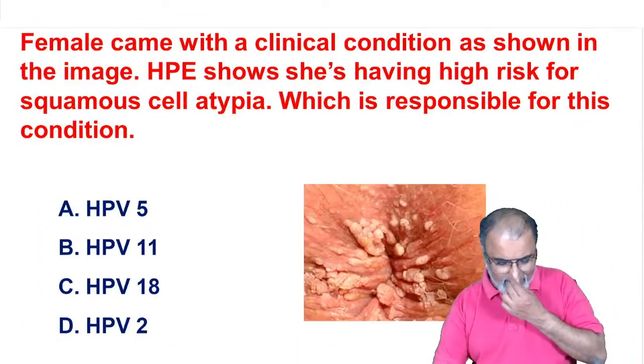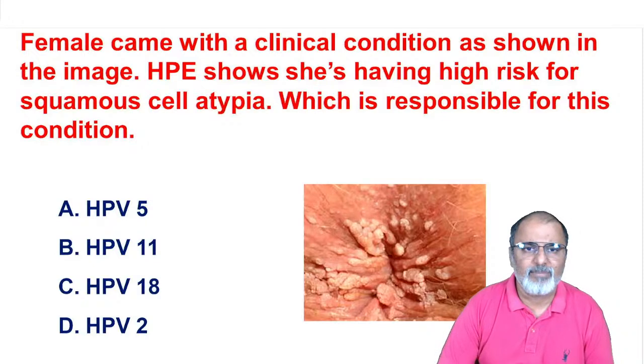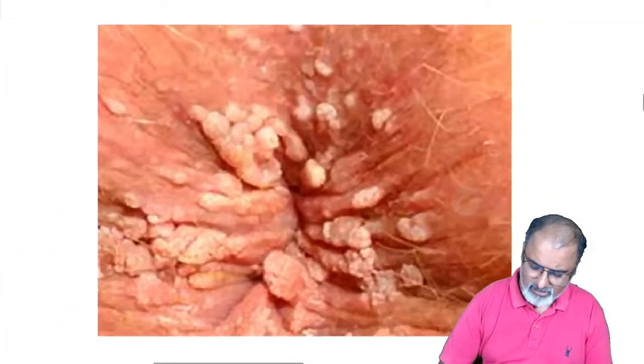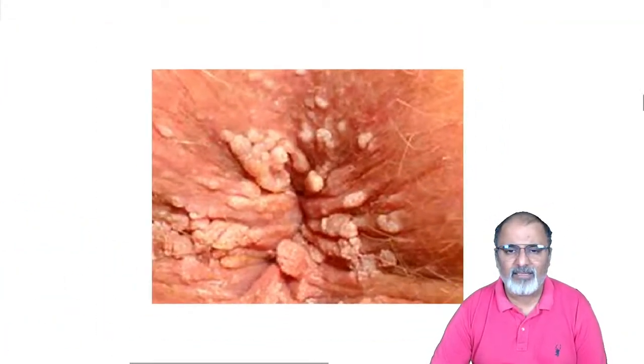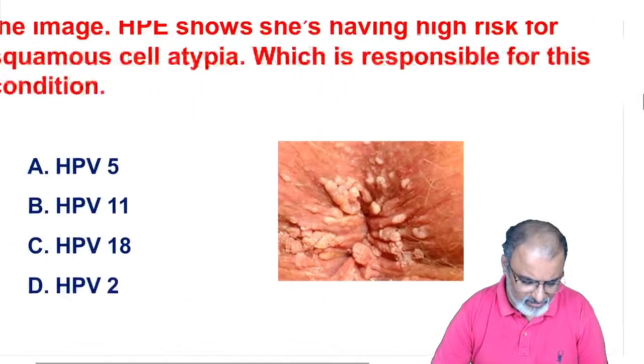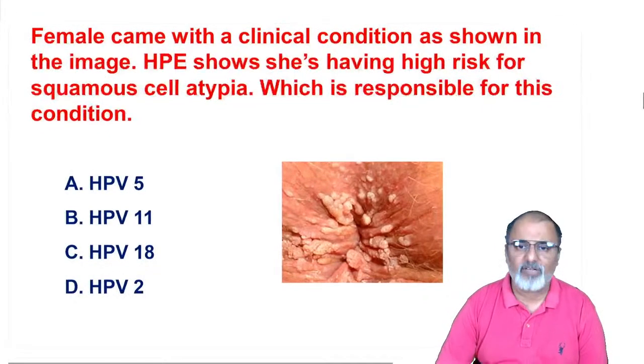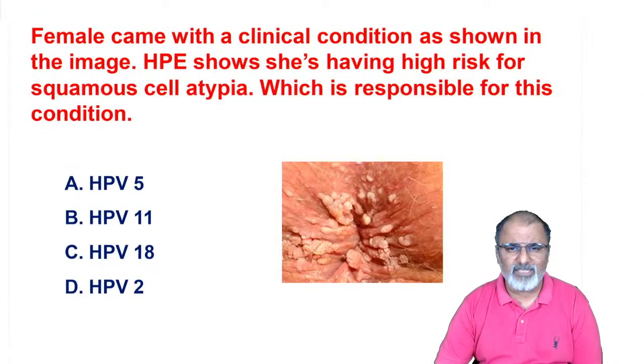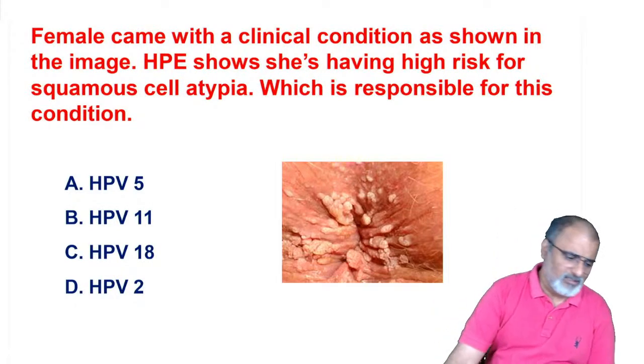A female came with a clinical condition as shown in the image. See, some genital warts, anal warts. Okay, right, anorectal warts. Histopathological examination shows she has high risk squamous cell atypia. Which type is responsible for this condition?